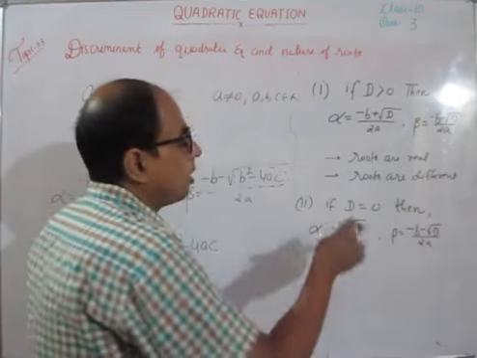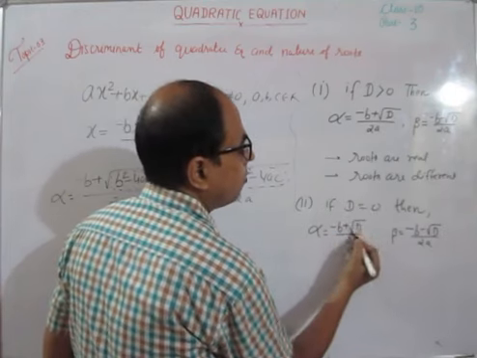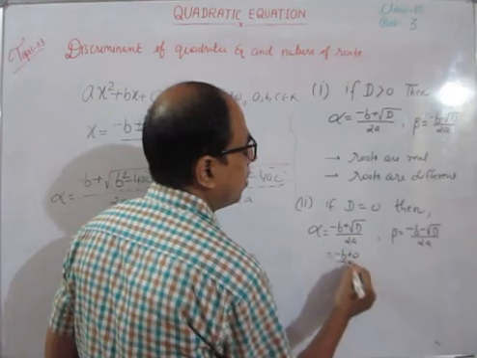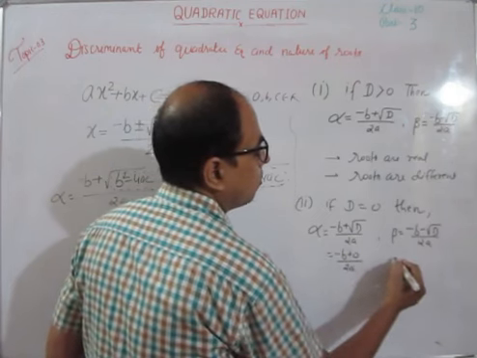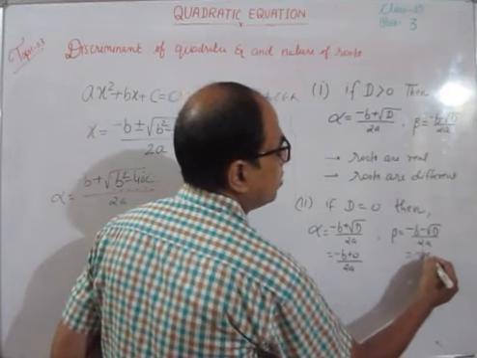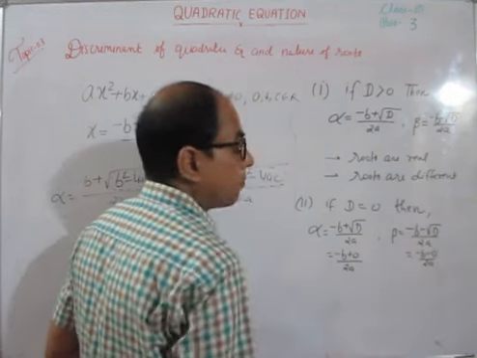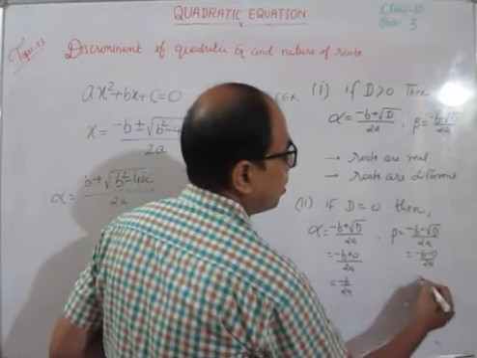So if the discriminant is 0, this term will be 0. Its value will be minus b plus 0 by 2a. And the value of beta is also minus b minus 0 by 2a. So its value will be minus b by 2a, and the value of this root will also be minus b by 2a.